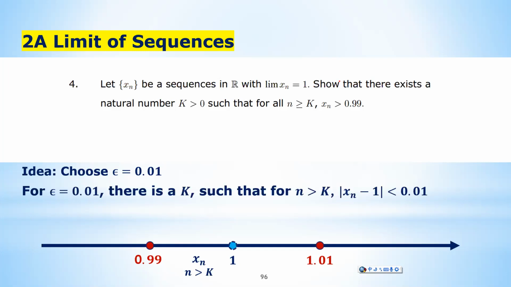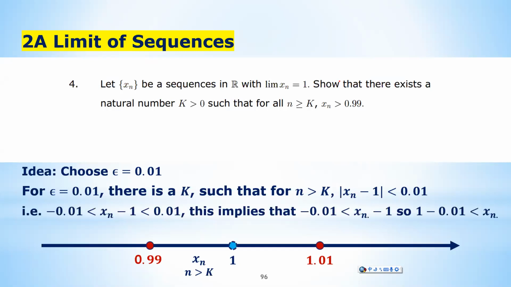The first thing is you say you choose epsilon equal to 0.01. Then because the limit exists, which is equal to 1, there is a k such that when n is greater than k, the distance between xn and the limit, that's the absolute value of xn minus 1, is less than 0.01. Once you choose epsilon equal to 0.01, you get all these things because we know 1 is the limit. Then you handle this inequality. This inequality carries an absolute value sign. The key step is to remove this absolute value sign.